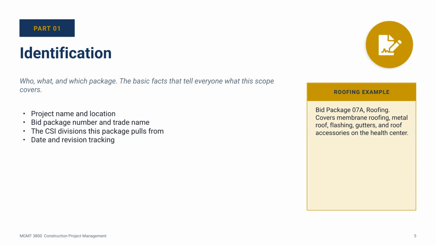Part 1, Identification, the basics. Project name, where it is, the bid package number, which trade, and what date the scope was issued. This sounds boring, but it matters more than you would think.